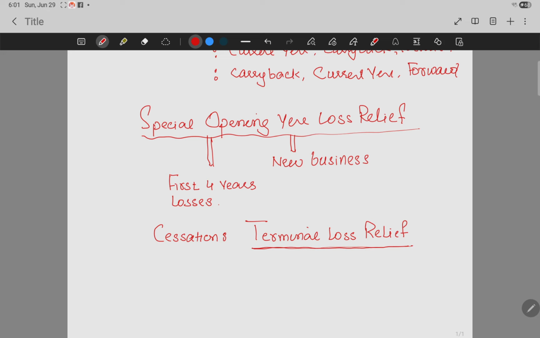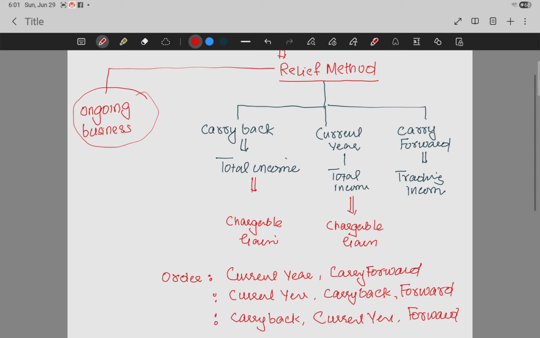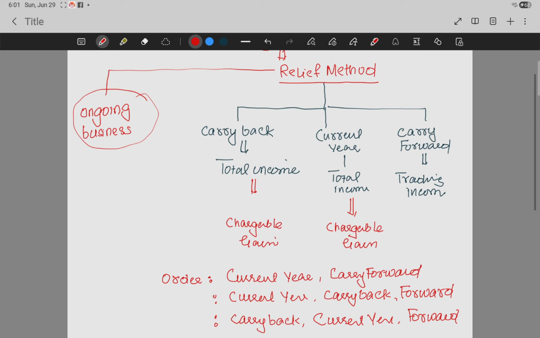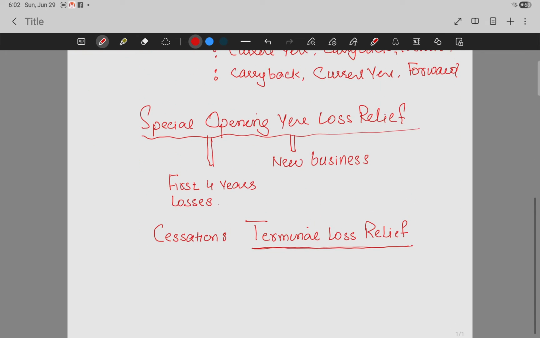So on the whole, for an unincorporated business, there are 5 possible methods, and if we add chargeable gain, this will be the 6th method as well. First, for the ongoing business, we have current year, carry back, and carry forward. Then special opening year method is available for those businesses having losses in the initial years. Then for those businesses having cessation, terminal loss relief is possible.